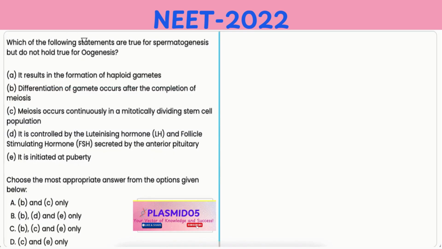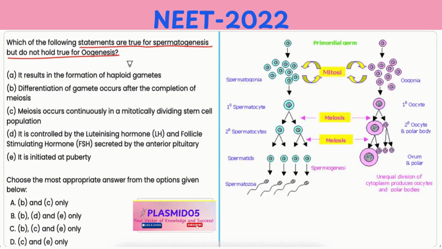In this question, you have to identify the statements that are true for spermatogenesis but do not hold true for oogenesis. Statement A, it results in the formation of haploid gametes. Now, in both spermatogenesis and oogenesis, haploid gametes are formed, so it is true for both. Statement B, differentiation of gamete occurs after the completion of meiosis. Now, the spermatids are transformed into spermatozoa by the process of spermiogenesis. Hence, B is true only for spermatogenesis.